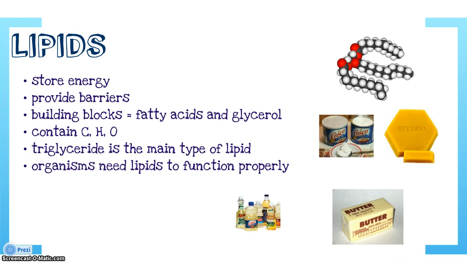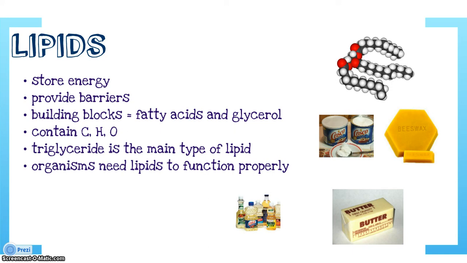The second type of macromolecules are lipids. Examples are butter, oil, lard, and wax. These give us a very high energy storage, even higher than carbohydrates. They provide barriers which make up part of our plasma membrane. There are two parts to their building blocks. One is what we call a fatty acid, and the other is what we call a glycerol.